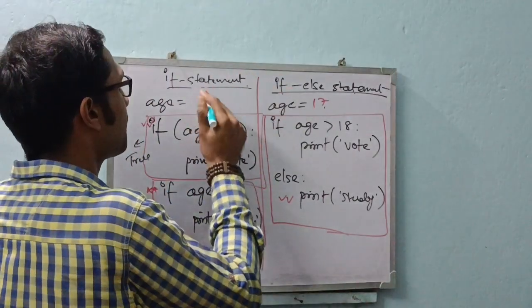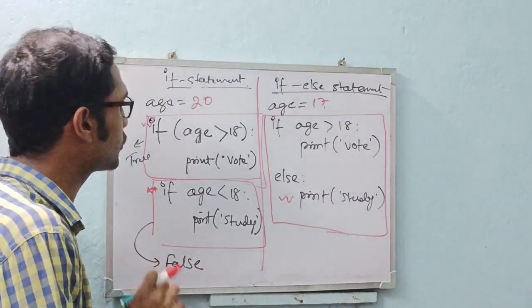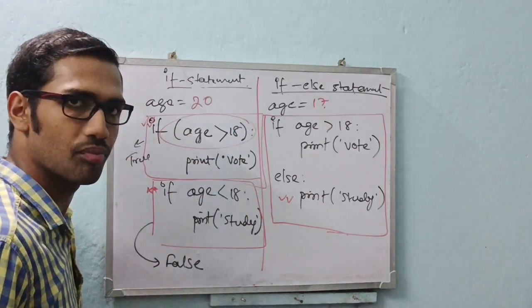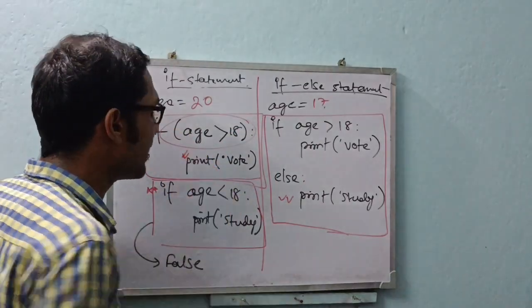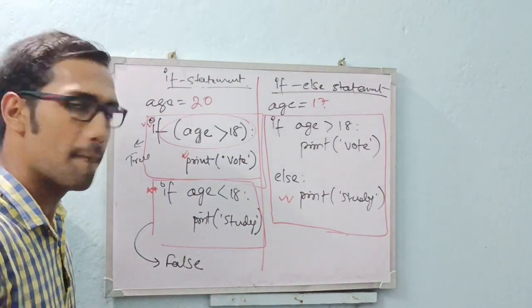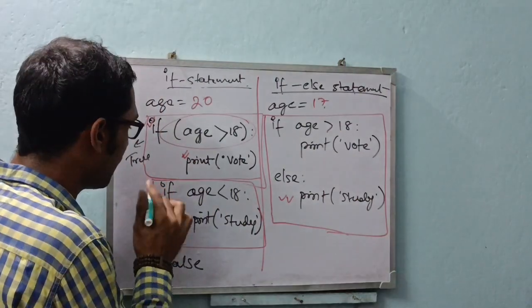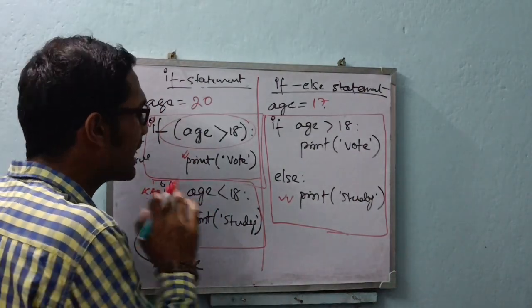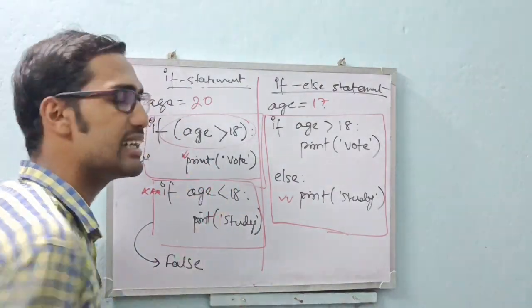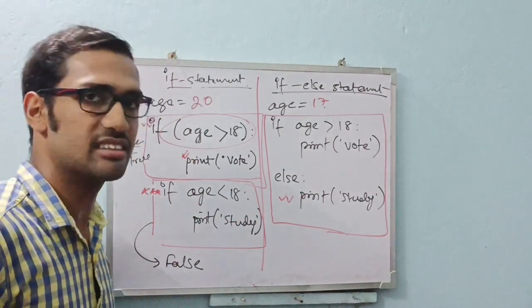Okay, if the age is 20, here the age is 20, so we know that this particular if is true, so this particular print will get executed, vote. But in spite of that, this particular if will also get checked. We know that this will evaluate to false, but even then this particular condition will be checked. Why? Because this one is a separate independent if conditional statement.